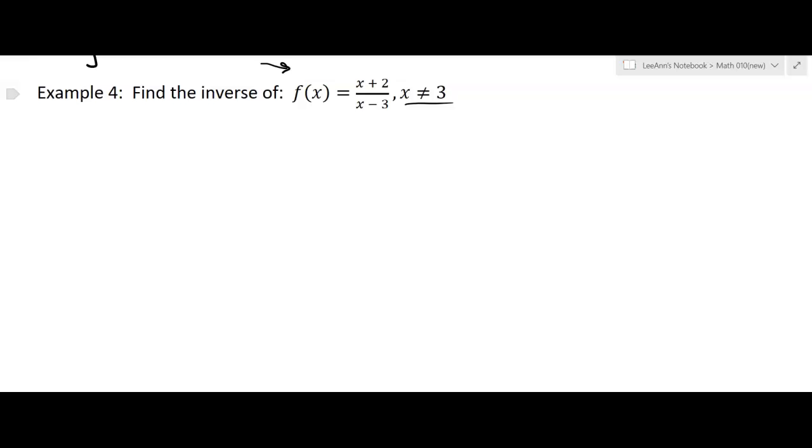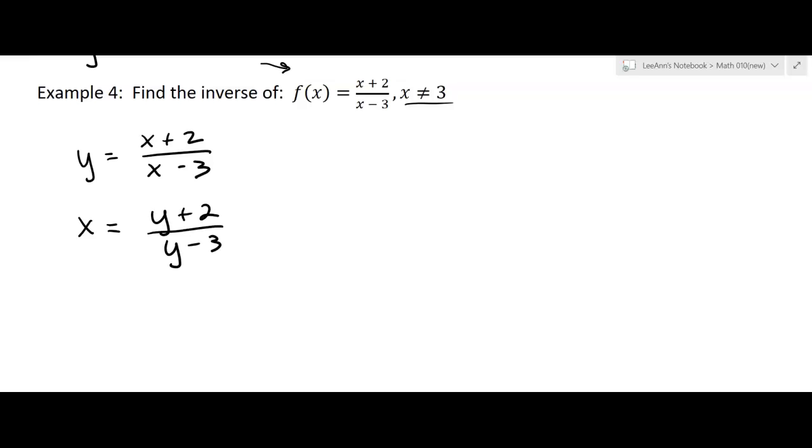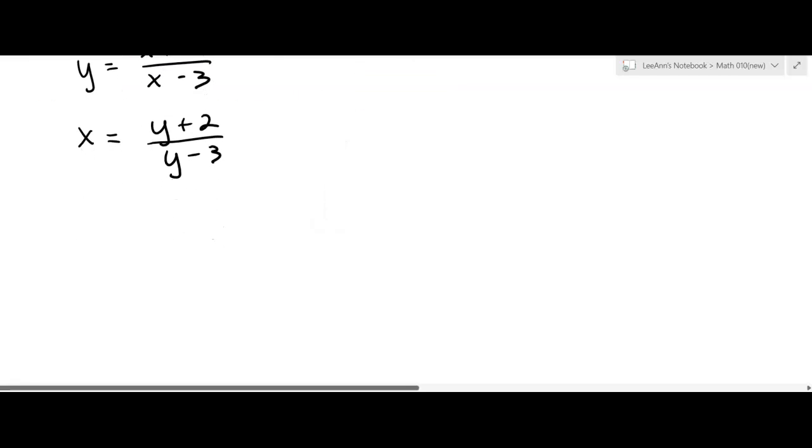Okay, so we write y equals x plus 2 over x minus 3. Okay, we're going to switch the x and y. X equals y plus 2 over y minus 3. Notice that now we have two variables of y in there, like y is in two places, right? Okay, so that hasn't happened before, but it's happened here. So how do we solve for y?